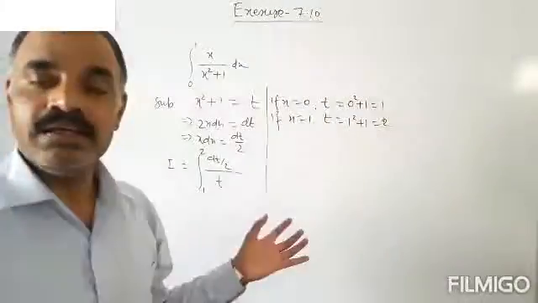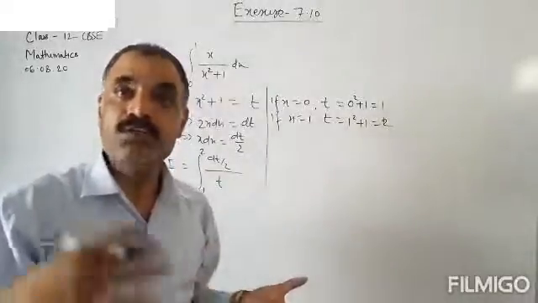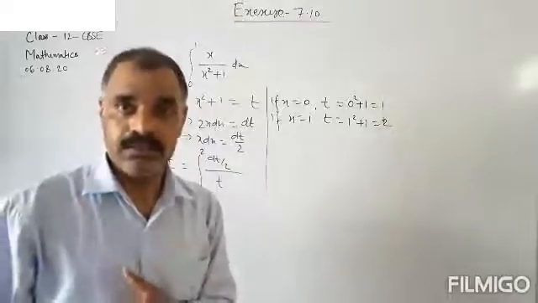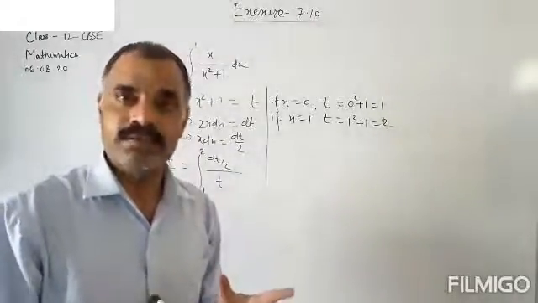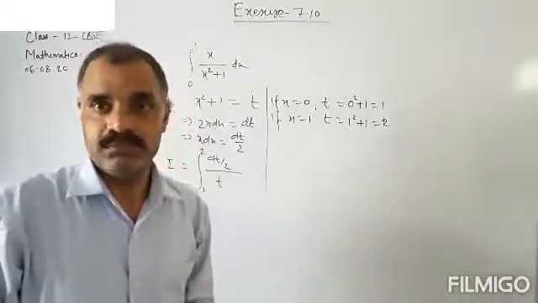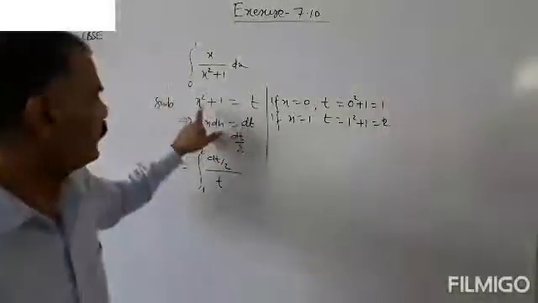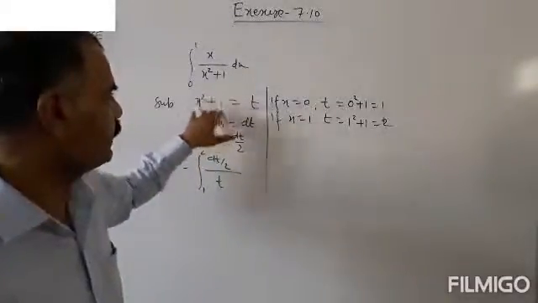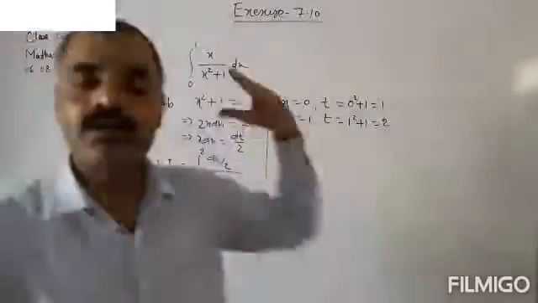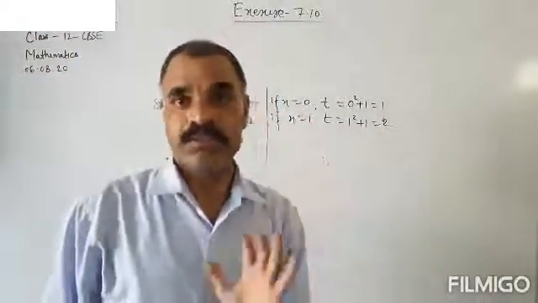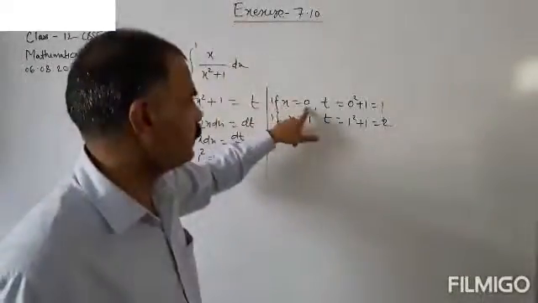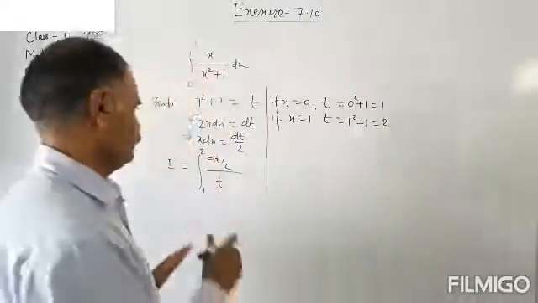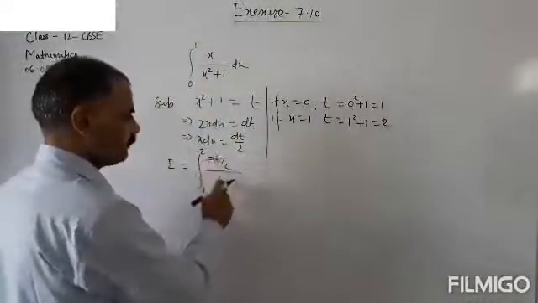This is the main part, or the new part, of this exercise. Here we are not changing the variable, we are changing the limit. When we substitute x square plus 1 equals t, the limit will also change. If x is equal to 0, t is equal to 1, and if x is equal to 1, t is equal to 2. So the integration is 1 to 2 dt upon 2.